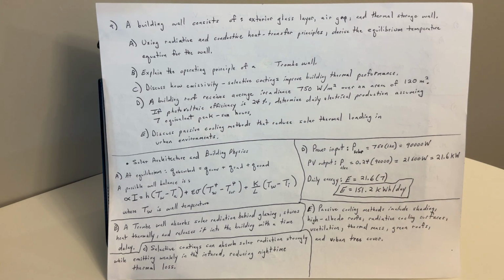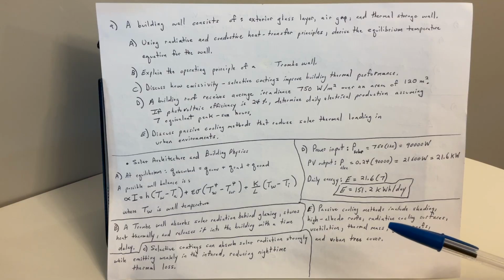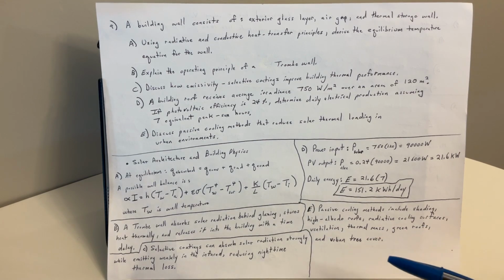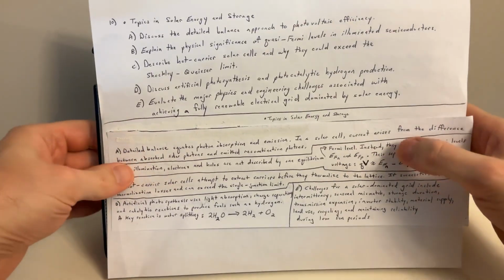Letter E, we're going to briefly discuss passive cooling methods that reduce solar thermal loading in urban environments. Passive cooling methods include shading, high albedo roofs, radiative cooling surfaces, ventilation, thermal mass, green roofs, and urban tree cover. So that was brief, number 9, and this is number 10. Number 10 is more canonical again.